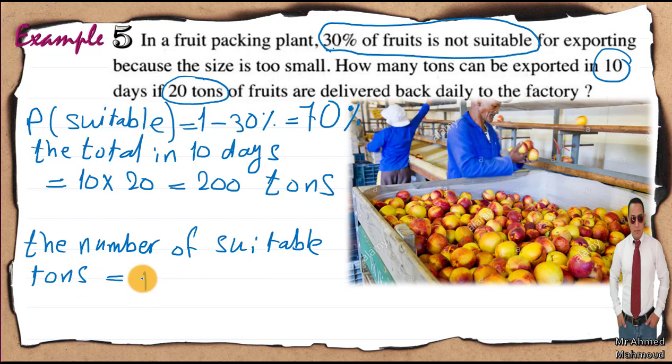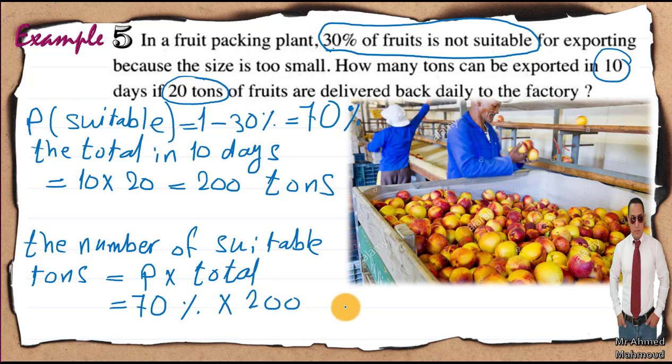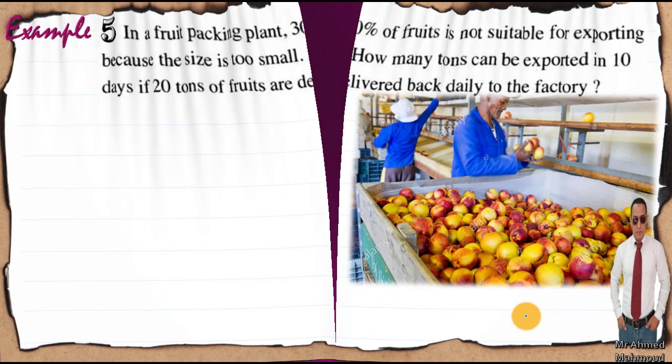The number of suitable tons equal probability times total, equal 70% times 200. 70% in the calculator, 70 over 100 like this. 70 over 100 times 200 equals 140 tons. Okay, the next question.